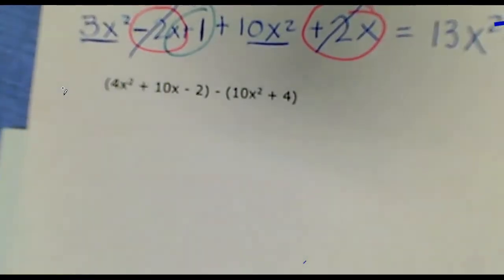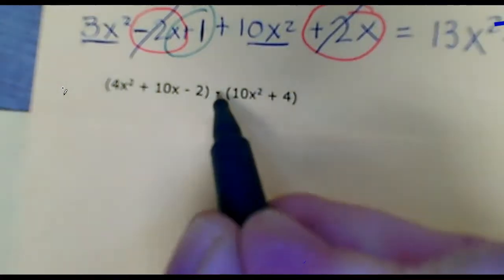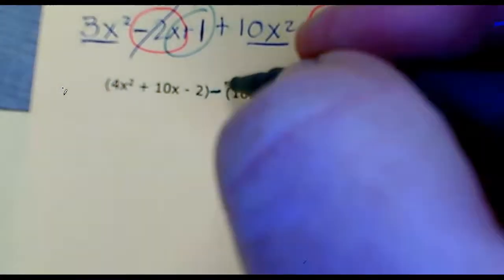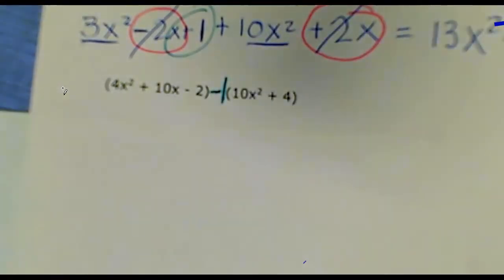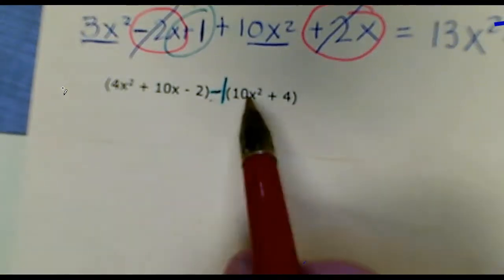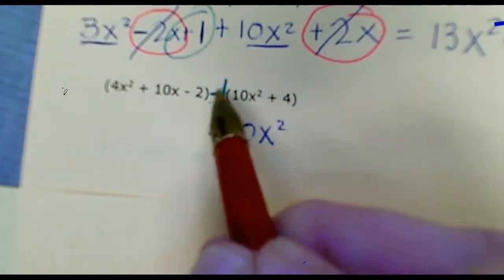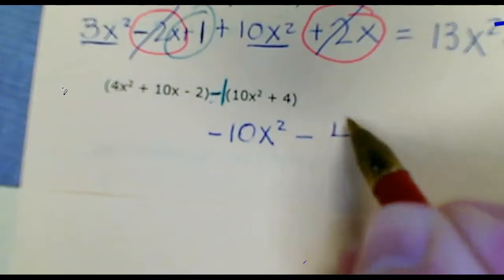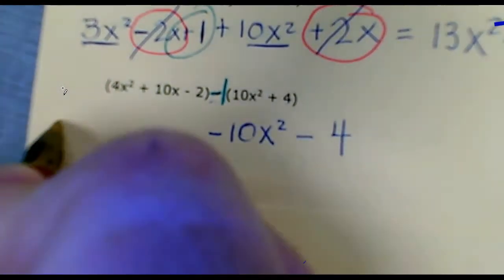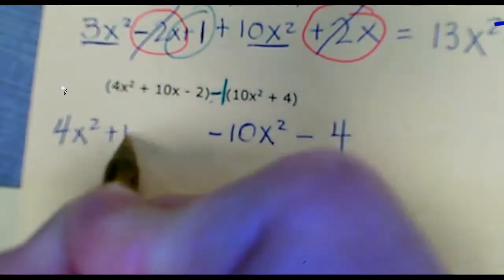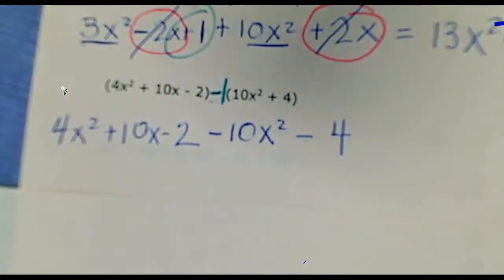Would you please write it down? Now, at first glance, this doesn't look like it has anything to distribute. But what's right here in the middle? And so before we add like terms, we need to distribute a -1. What's -1 times 10? And then it has the x squared. What's -1 times 4? And then we have the 4x squared plus 10x minus 2.